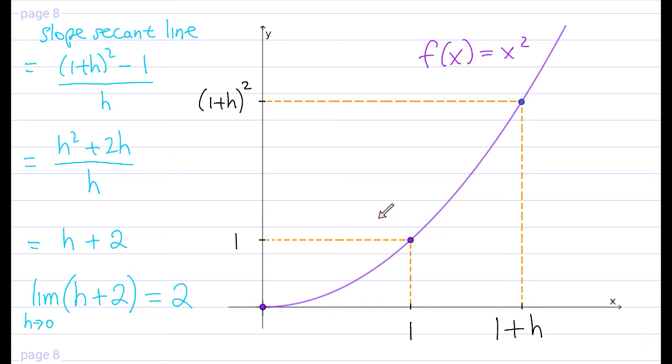And we saw that when we calculated the slopes of the secants, we got 3, 2.5, 2.25. If you continue that process, eventually you get 2.